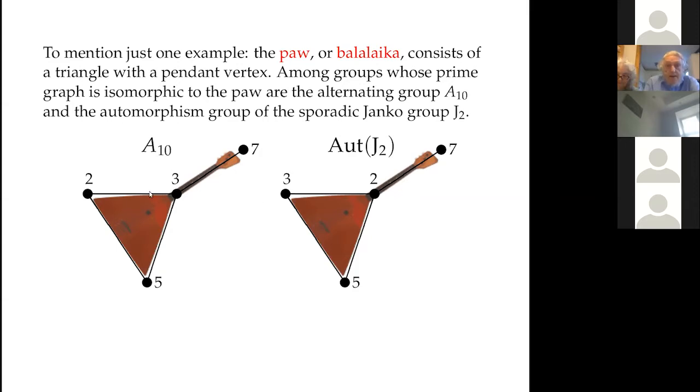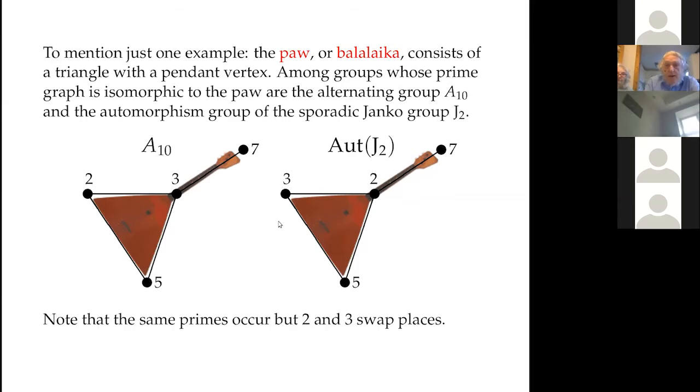So these are the same graph, but you'll see that the labels 2 and 3 have swapped places. So as I said, 7 in A10, an element of order 7 and an element of order 3 commute, so their product has order 21, but there are no elements of order 14 or 35, so 7 is not joined to those two. So that's the Gruenberg-Kegel graph.